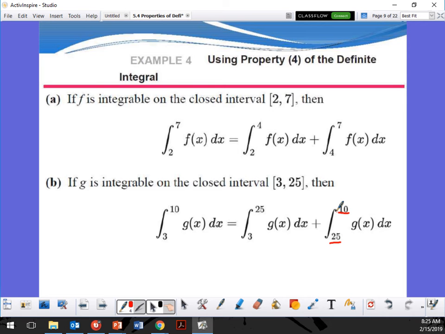So this is going to be the integral from 3 to 25 of g of x dx minus the integral from 10 to 25 of g of x dx, because I have to switch those. Whenever I switch them, that puts a minus sign there. So by subtracting 10 to 25, that leaves me only 3 to 10, right?